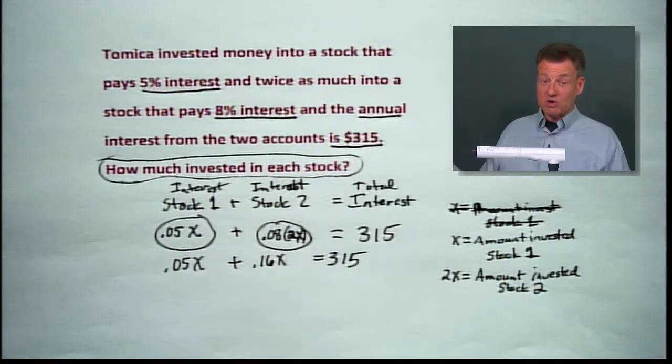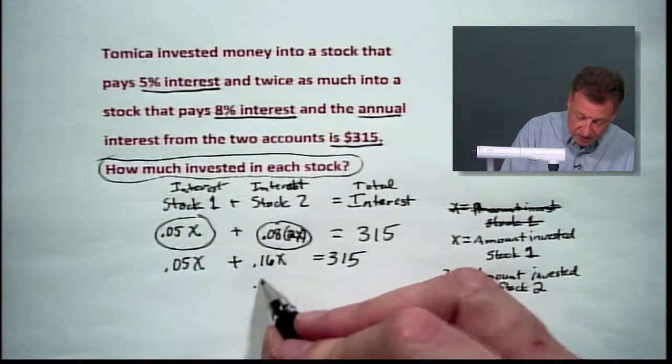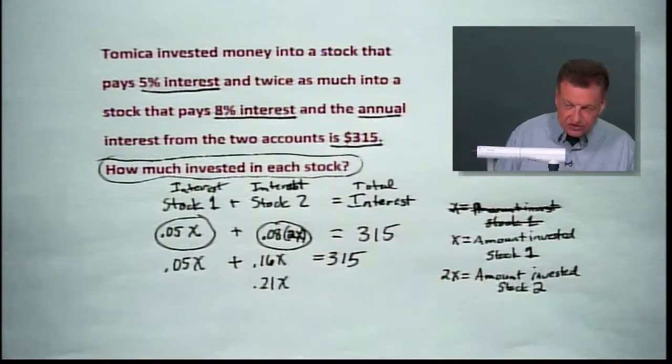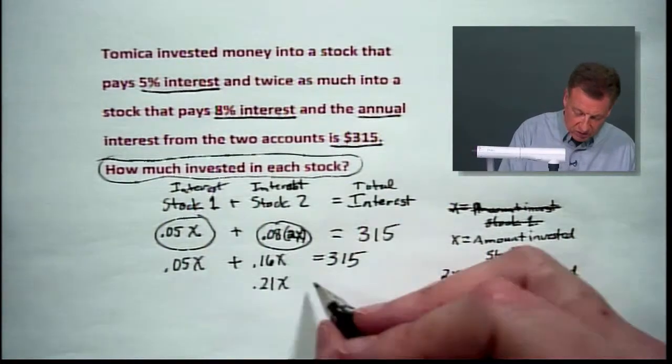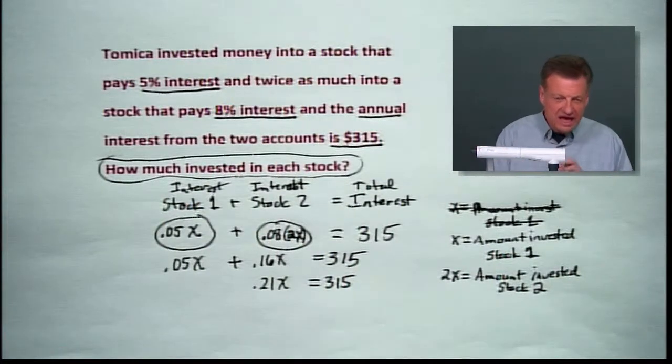It's just time to figure out where we're going. We're going to add some x's together. We're going to get 21/100 x, equaling 315. Now, will it come out even? We're going to find out here in just a second.